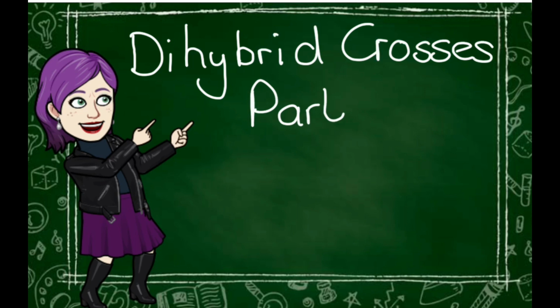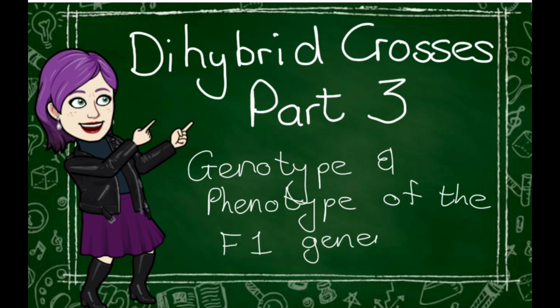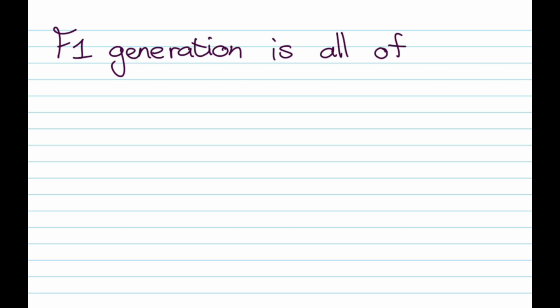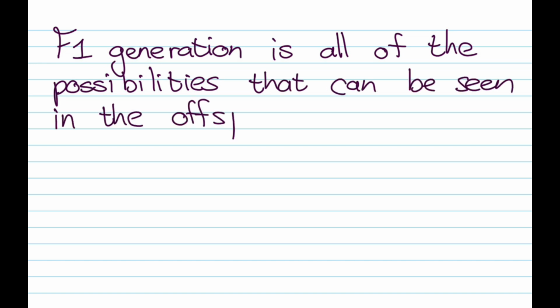This is part 3 on our series of dihybrid crosses, and in this video we're going to have a look at determining the genotype and phenotype of the F1 generation. Now remember that when it comes to the F1 generation, we're looking at all of the possibilities that can be seen in the offspring. It's not a guaranteed ratio, it's just possibilities.